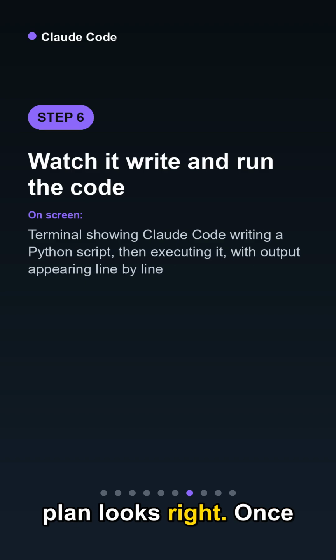Once you approve, Claude Code writes the script, runs it, and shows you the output, all inside the same terminal. If there's an error, it reads the error message and fixes the code automatically. This back-and-forth debugging loop, which could take a junior developer an hour, often resolves in seconds.